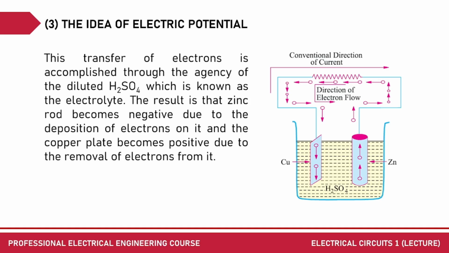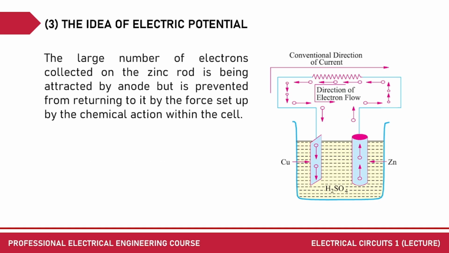The result is that the zinc rod becomes negative due to the deposition of the electrons on it, and the copper plate becomes positive due to the removal of electrons from it. The large number of electrons collected on the zinc rod is being attracted by the anode but prevented from returning to it by the force set up by the chemical action within the cell.